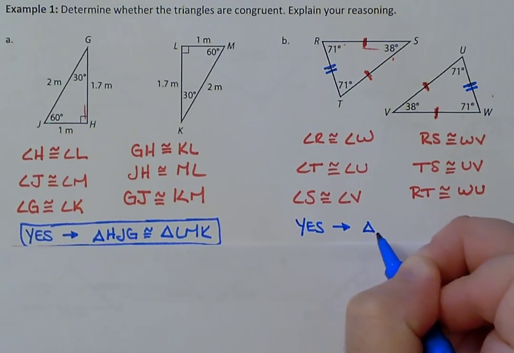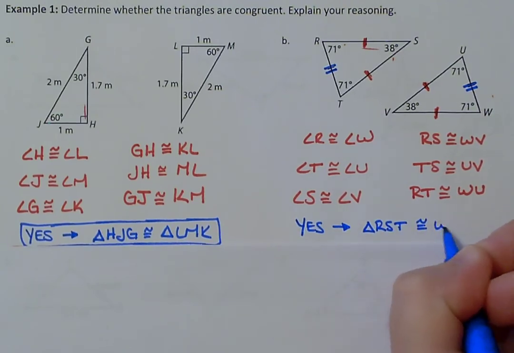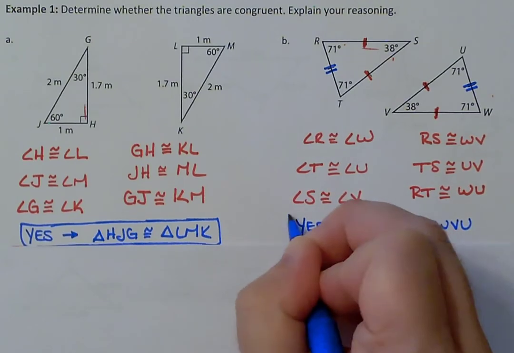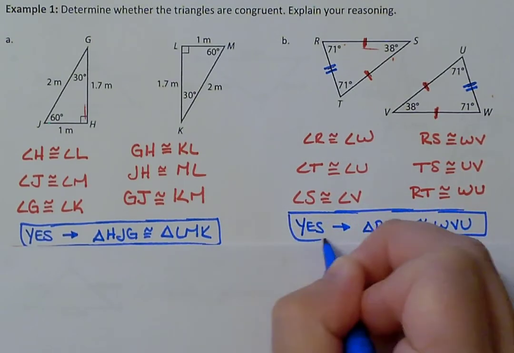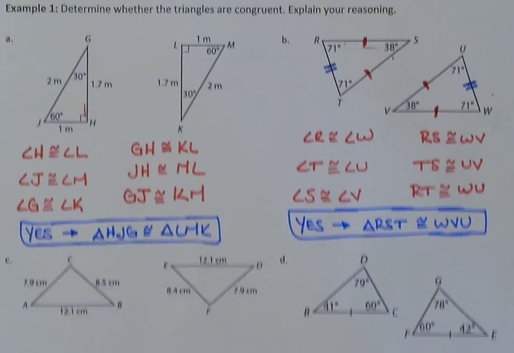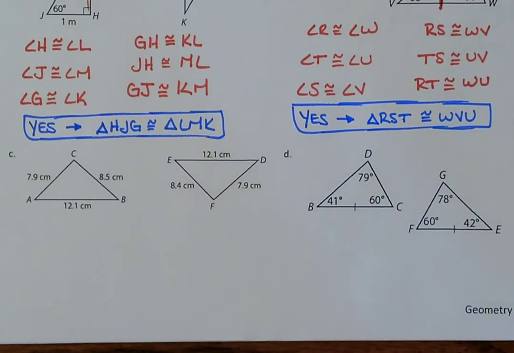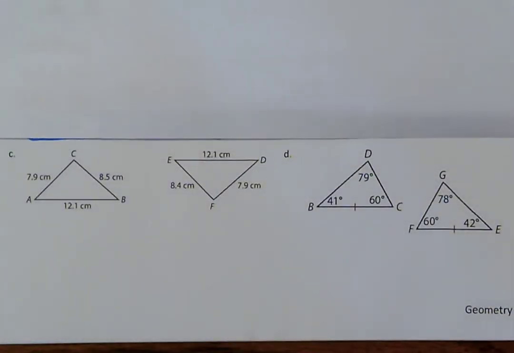So I can say that triangle RST is congruent to WVU. So I can say that these 2 triangles are congruent to each other. Okay, so with that said, that is example 1, part A and B. Now, I do want to take a look at the last 2 here at the bottom, C and D, for a specific reason, and I will talk about that now.